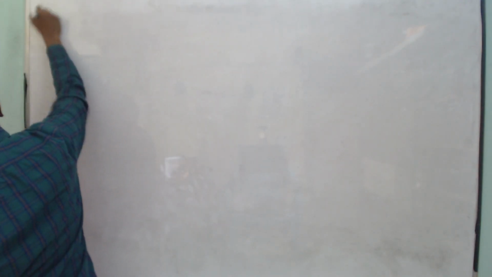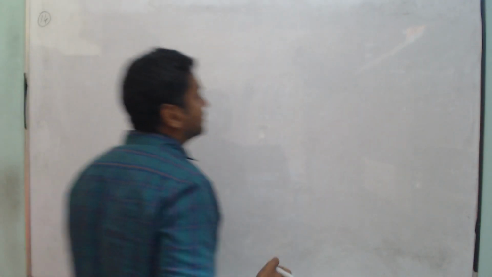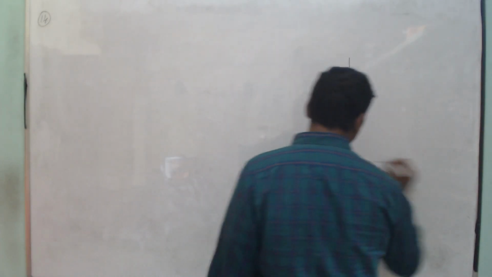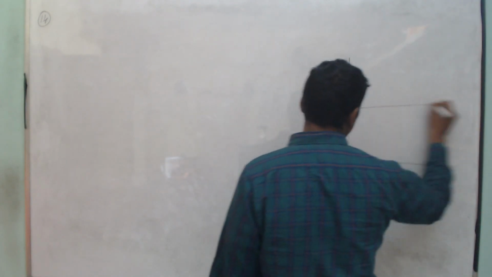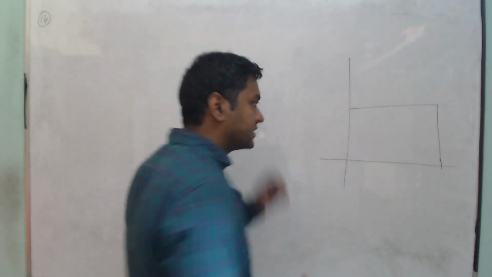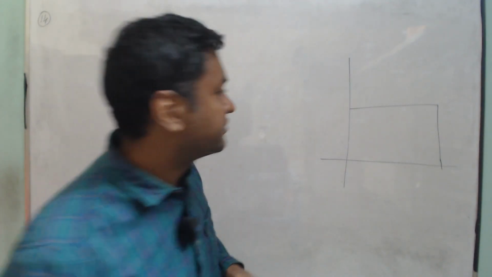Question number 14. Four charges are placed at the vertices of a rectangle, let's say. Okay, no, I'll give you a square.